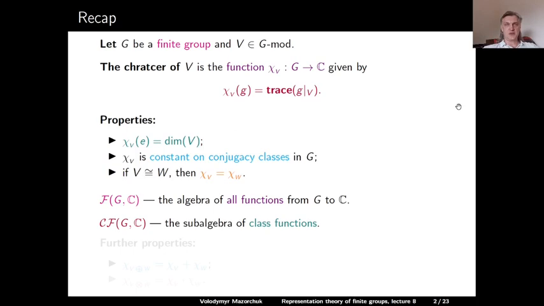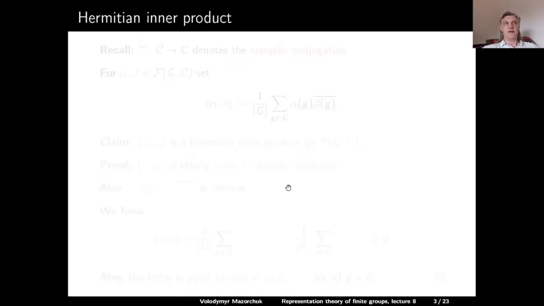Now, using the terminology of algebras, we have the following further properties of characters. The character of the direct sum of two modules V and W is equal to the sum of the characters of V and W. And the character of the tensor product of two modules V and W is equal to the product of the characters of the individual factors. So today we are going to create a new structure on this algebra of all functions from G to C and use this to derive very strong module theoretical properties.